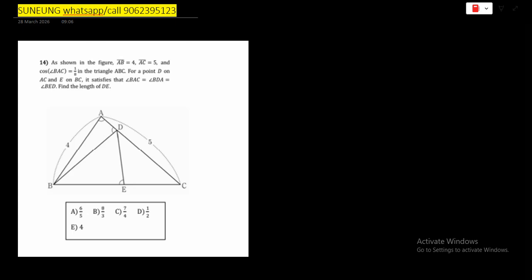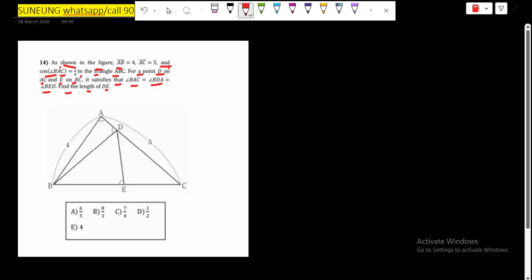So let's write now. Let's come to the question first. As shown in the figure, AB is 4, AC is 5, and cos of angle BAC is 1 by 8 in the triangle ABC. For a point D on AC and E on BC, it satisfies that angle BAC is equal to angle BDA, which is equal to angle BED. Now find the length of DE, and there are 5 options. So let's solve this together.